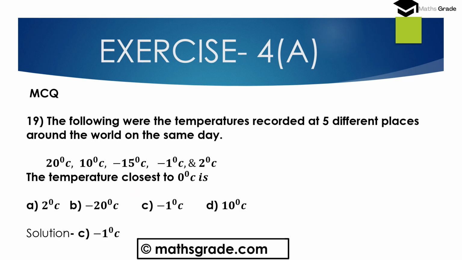Now we solve question number 19. The following were the temperatures recorded at 5 different places around the world on the same day: 20 degrees centigrade, 10 degrees centigrade, minus 15 degrees centigrade, minus 1 degree centigrade and 2 degrees centigrade. Which temperature is closest to 0 degree centigrade? Closest to 0 degree centigrade is minus 1 degree centigrade. So option C is correct.